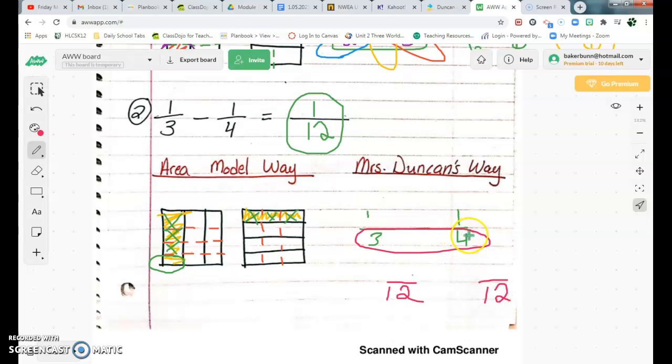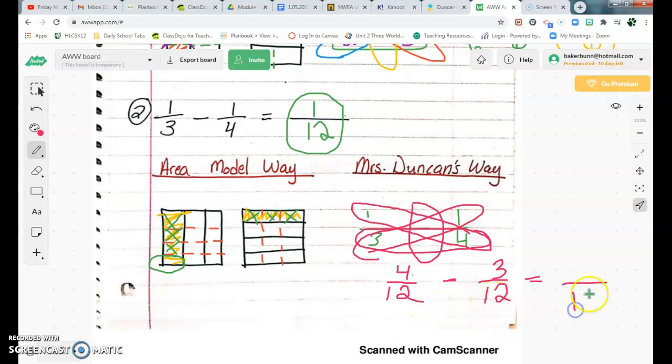Okay, now I'm going to do my left wing first. 1 times 4 is going to be 4. Then I'm going to do my right wing. 1 times 3 is going to get me 3. Then I have my body, which is subtraction. Equals 12, the same denominator, so it's going to be the same in my answer. And then 4 minus 3 is 1. So my final answer again is 1/12, which up here is 1/12 as well.